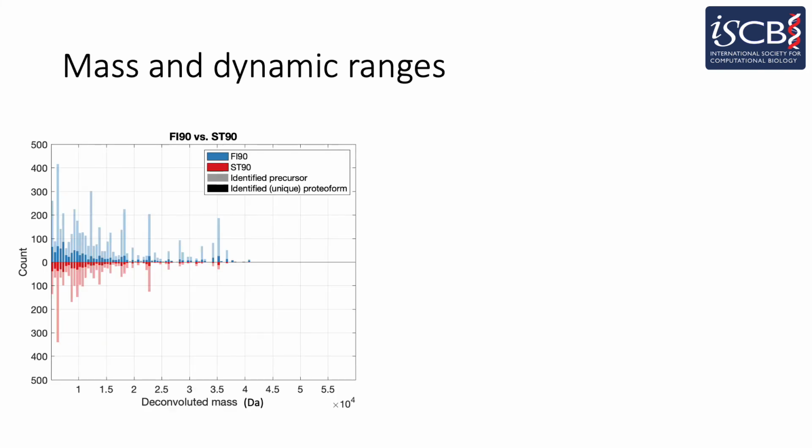Next, we compare the mass range from FLASHIda and standard. The upper blue bars are the FLASHIda results and red the standard. The light portions are the identified spectra and the dark portions are identified unique proteoforms. It is shown that FLASHIda resulted in more identifications in high mass ranges, but still the largest masses for both methods do not exceed about 40 kilodalton, showing top-down proteomics still has issues in large proteoform identification.